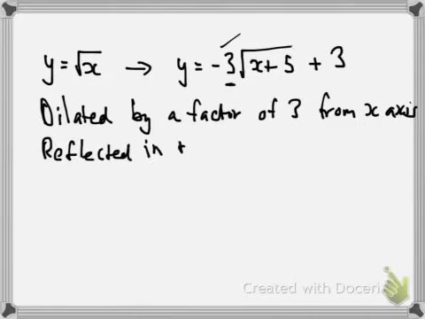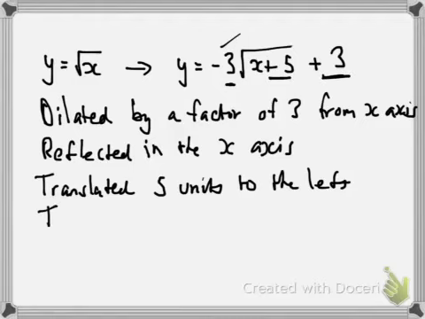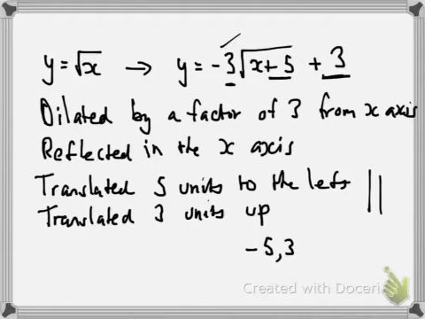We've got positive 5, so that means that it's translated 5 units to the left, and we've got a plus 3, translated 3 units up. Incidentally, because of the last two, 5 units left and 3 units up, its endpoint would be negative 5, 3 units to the left, comma, positive 3, 3 units up.